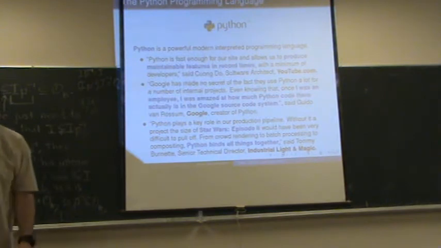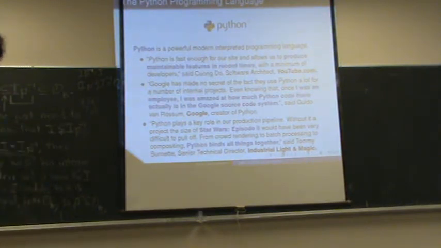He's Dutch, and he lived in Holland, and he worked at a lab that created a programming language where the whole situation was very hierarchical. Like there was one guy in charge, and nobody outside the lab could add new features to the language and so on. He was very frustrated with this, so he created his own language, which was designed to be very open. And so here's some quotes. So YouTube, they say Python is fast enough for our site and allows us to produce maintainable features in record time. YouTube uses Python a lot.